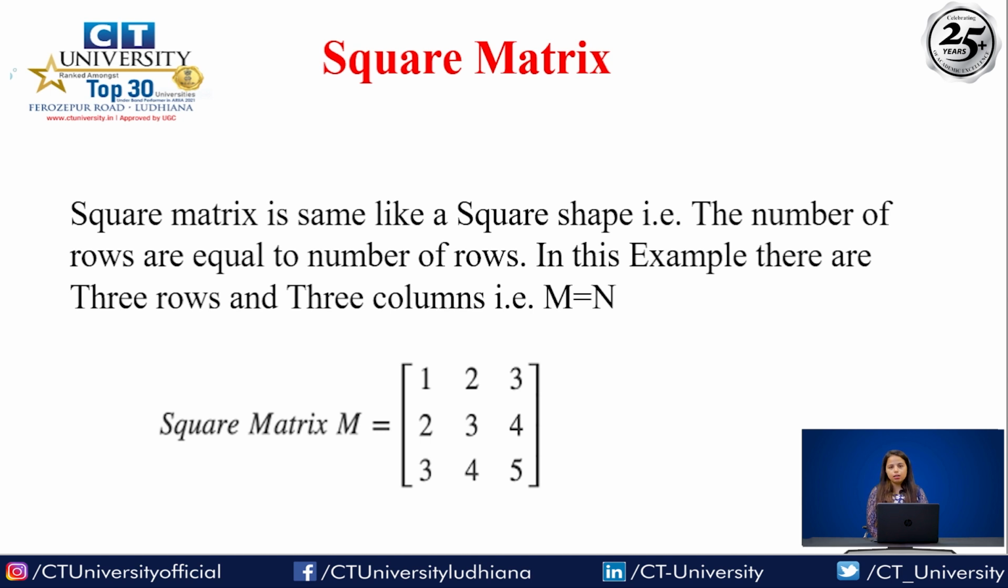In your example there are 3 rows and 3 columns, and your matrix will be 1, 2, 3; 2, 3, 4; 3, 4, 5. So in this matrix there are 3 rows and 3 columns. So you can say the matrix is a square matrix, because in this case the rows and columns are equal.